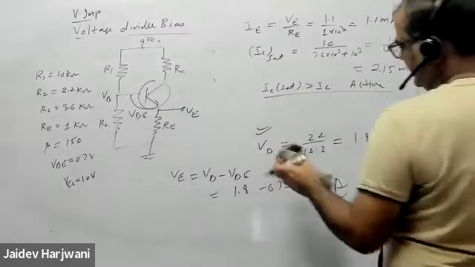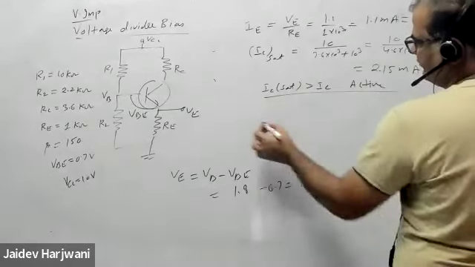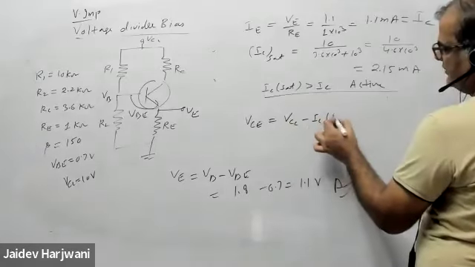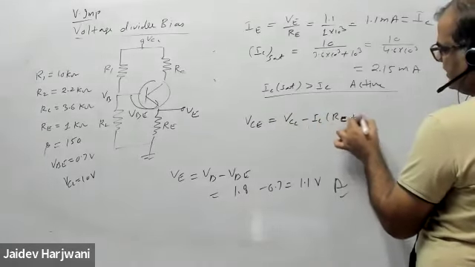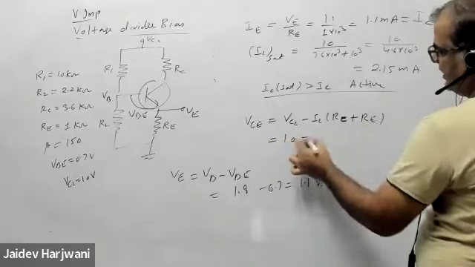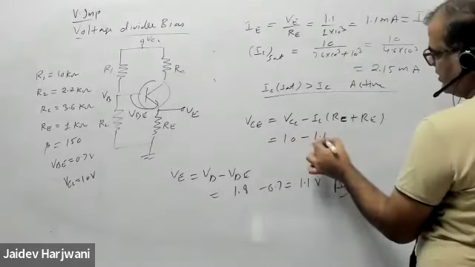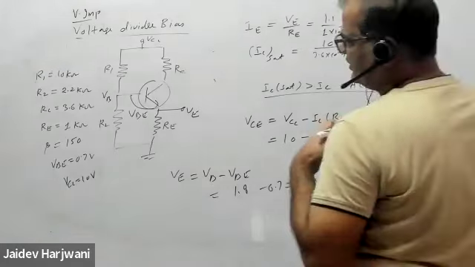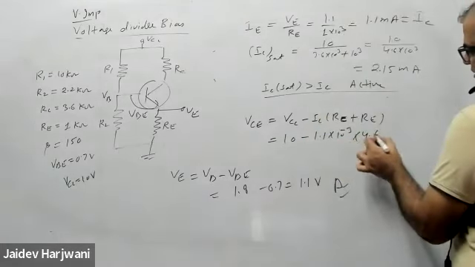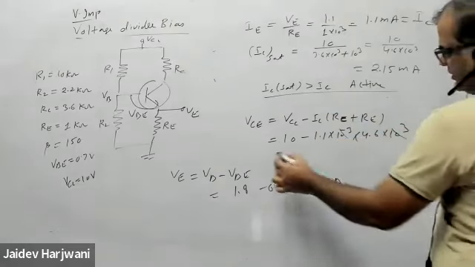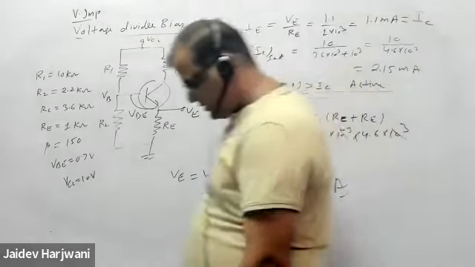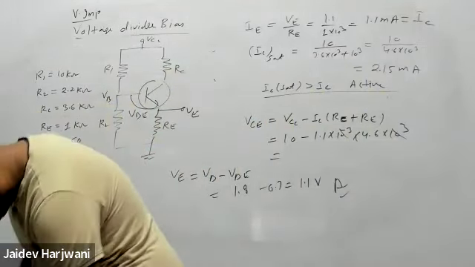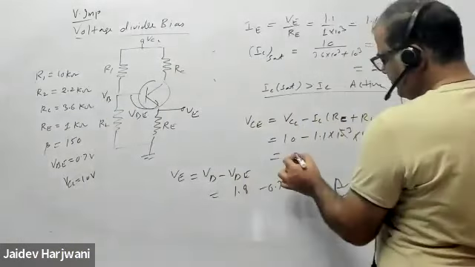Okay. And now you can find VCE. VCE is your VCC minus IC into RC plus RE. 10 minus IC, which is 1.1 milliamps, into RC is 3.6, so 4.6 kilo ohm. This cancels out. Now tell me how much is coming. 4.94. 4.94, very good. 4.94 volt.